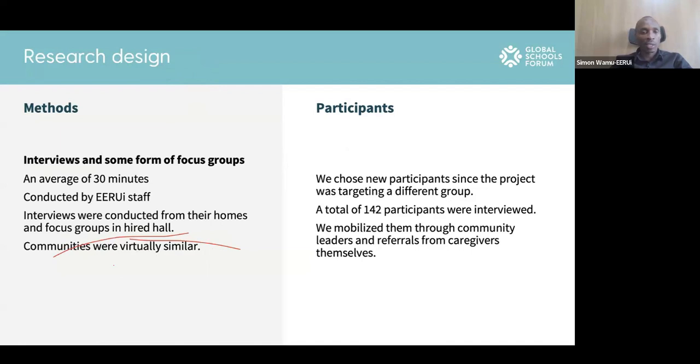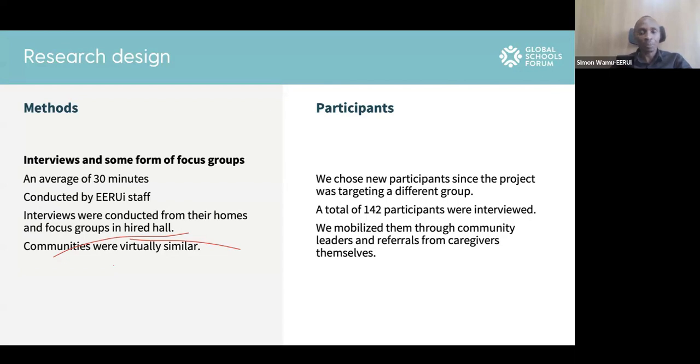Yeah, so as I said before, we used interviews and some form of focus groups. The interviews took an average of 30 minutes, where five ERUI staff members were deployed in various locations and supported by the community leaders. We were able to go to their respective homes and interview them. Of course, they had already been informed.